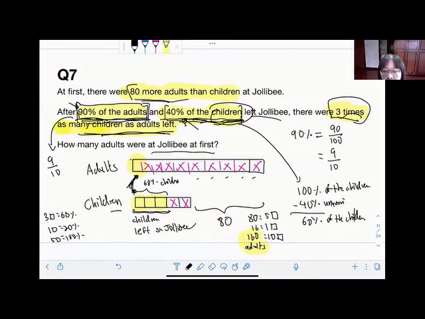So kung 3 boxes ng kids nasa Jollibee pa siya, ibig sabihin, 60% nasa Jollibee pa. Kasi 40% yung umalis eh. And that's when madali na siya. Once you get that insight, then you can get it.